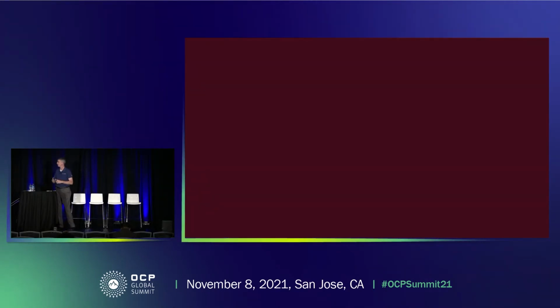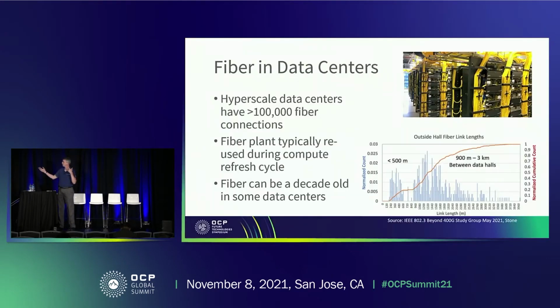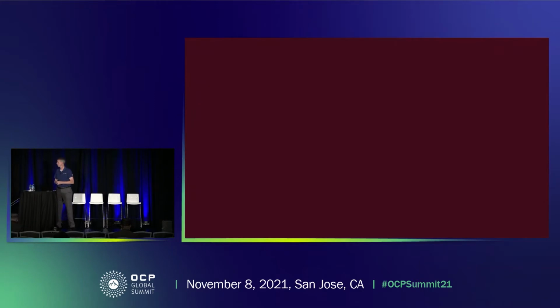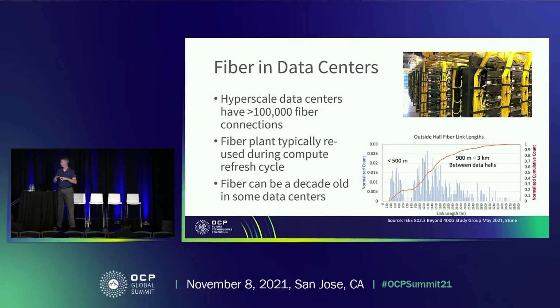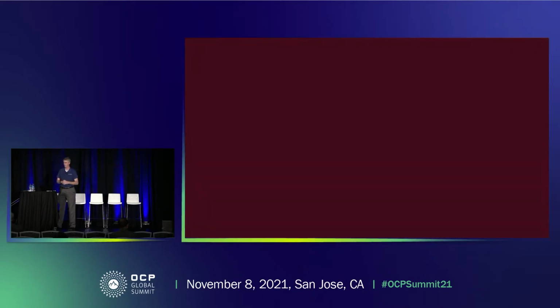So going into that a little deeper, I have no idea why this is flashing, but we'll deal with it. As I said, with the hyperscale data centers, there's 100,000 square feet, 1 million square feet. There can be hundreds of thousands of fiber connections in that data center. Typically it's not refreshed when the compute cycle is refreshed, so that fiber can be a decade old. And you can see here some data from one of the hyperscalers showing this range of lengths in the data center.